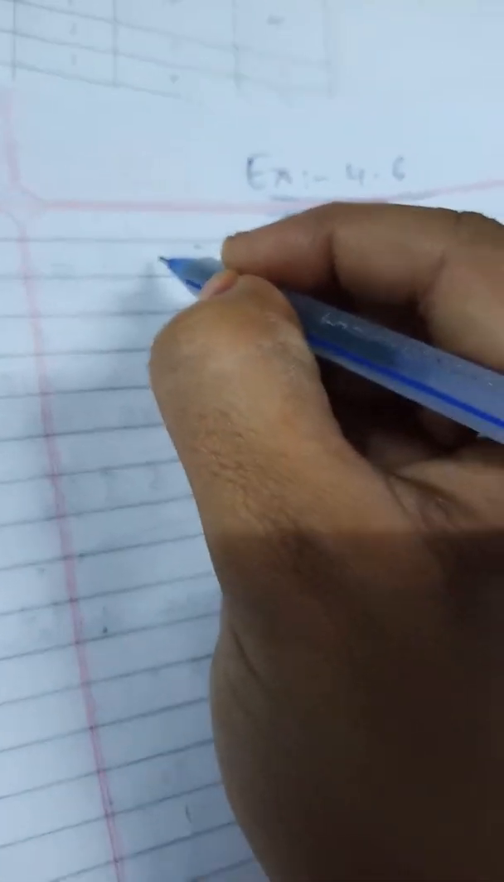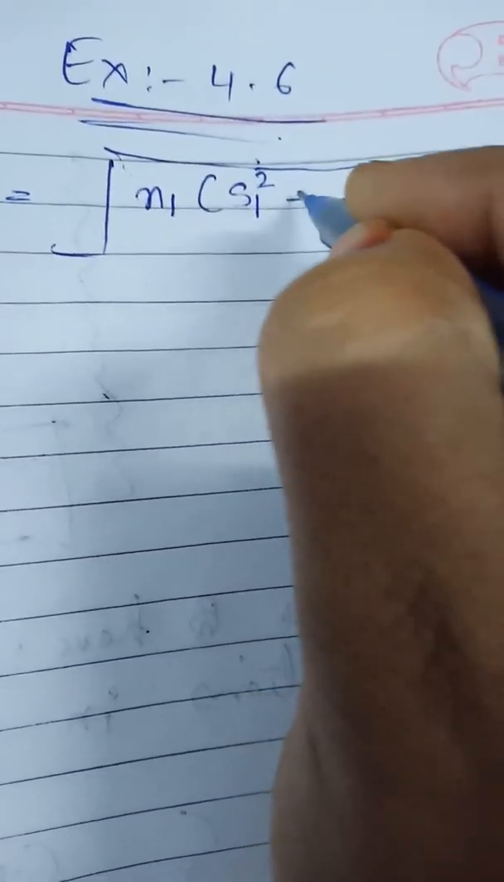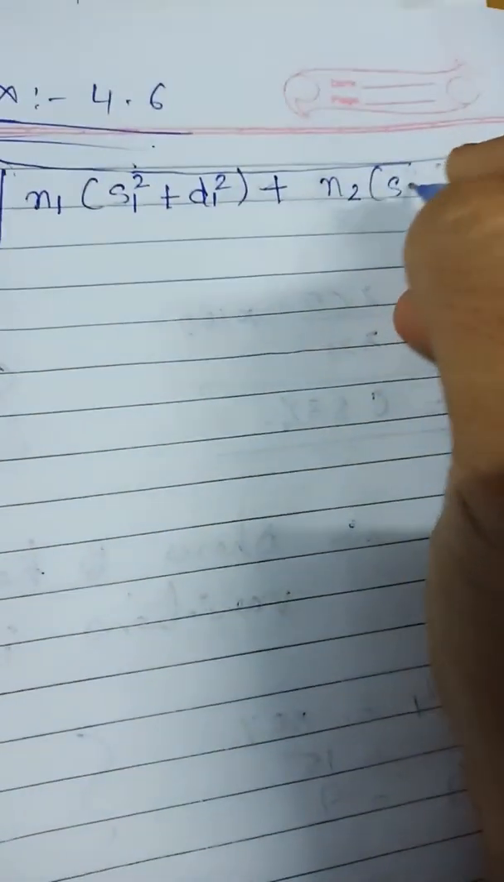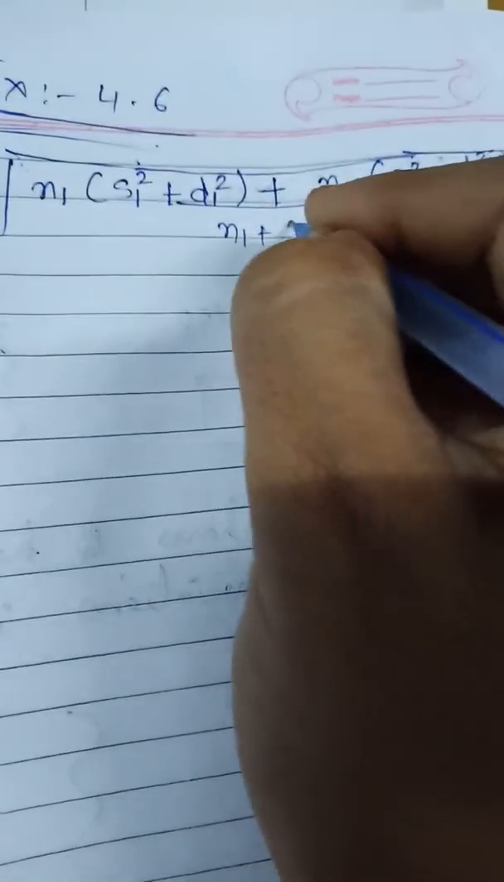Now first we will write the formula for combined standard deviation SC. S means standard deviation, C means combined. Square root of n1 bracket s1 square plus d1 square plus n2 bracket s2 square plus d2 square, upon n1 plus n2.